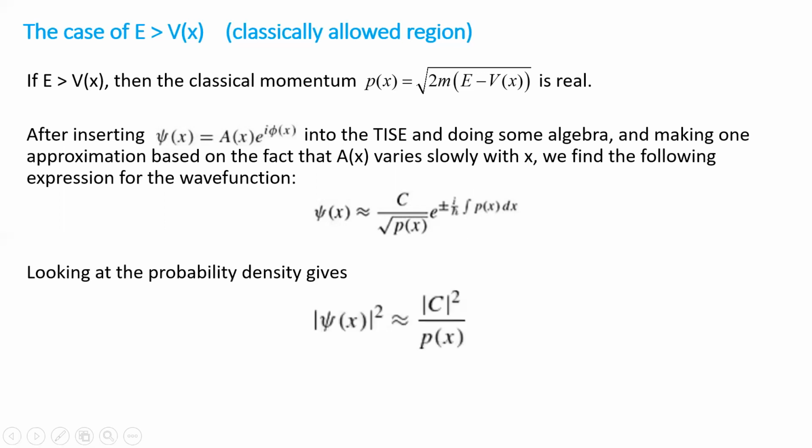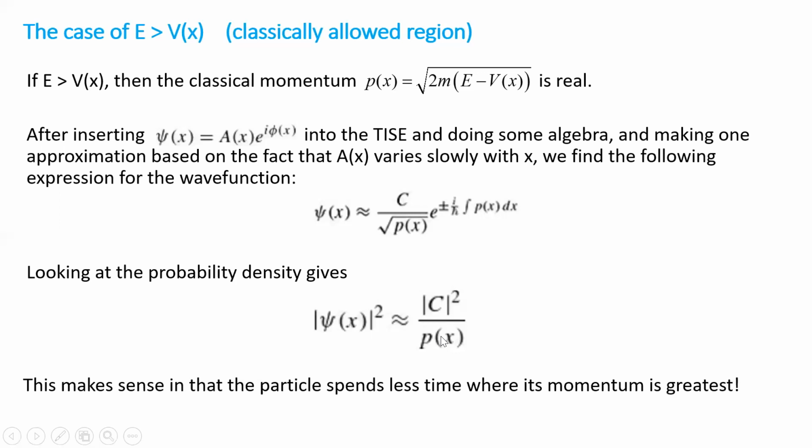to get some insight into this, we can look at the probability density, which is psi of x squared. And that's approximately equal to, well, square this, take the complex conjugate of this times itself, we get C squared over p of x. And then this e to the i phi will, when we take the modulus squared, cancel itself out. So we just get C squared over p of x.